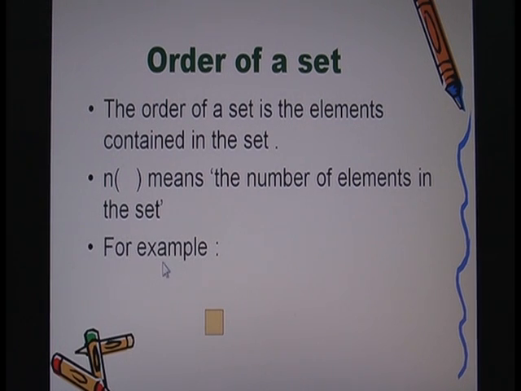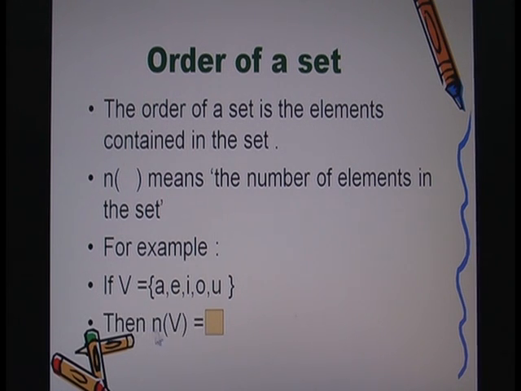For example, if set V is equal to A, E, I, O, U, then the number of elements in what? Set V. So notice now, capital V here. So the name of the set is placed between the two what? Brackets. So the number of elements in set V is equal to 5. So note now, if we count A, so it is 1, 2, 3, 4, 5. So 5 elements are in set V.